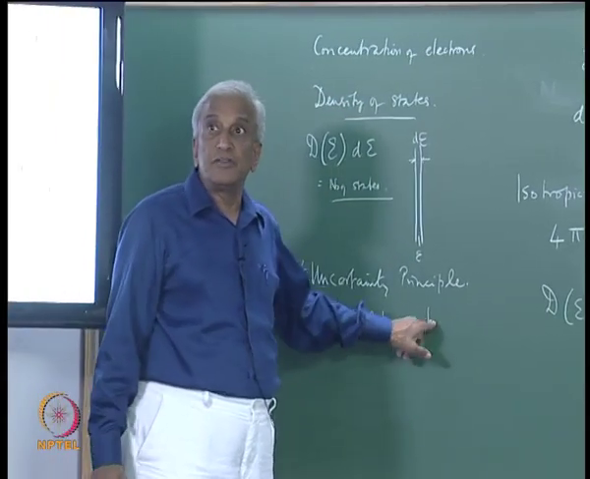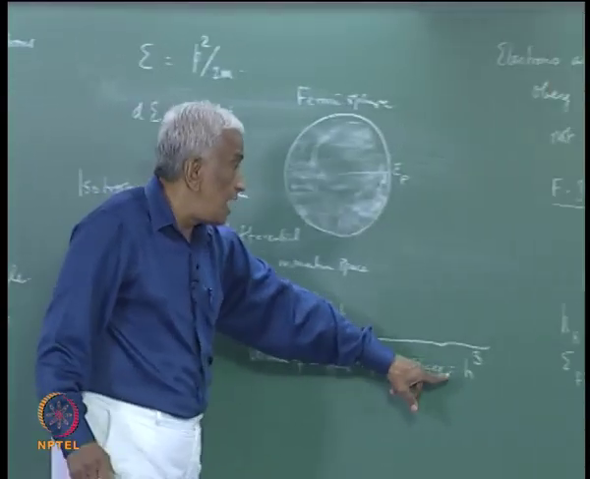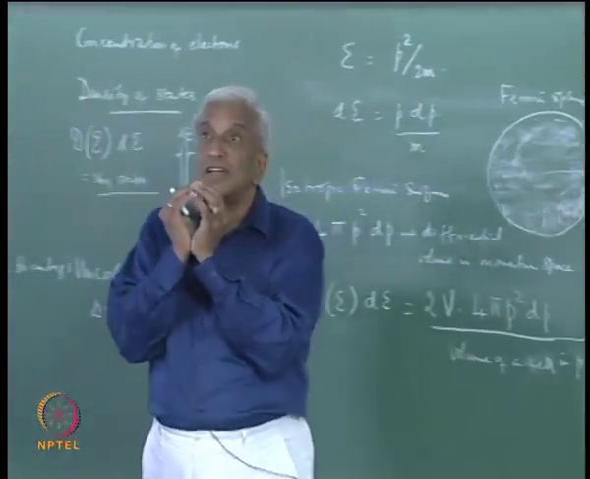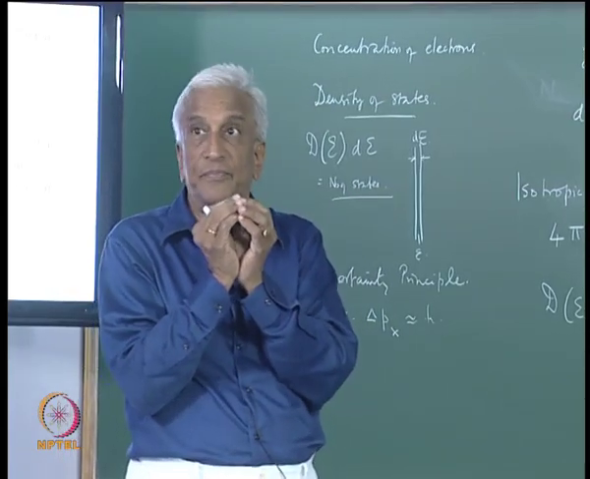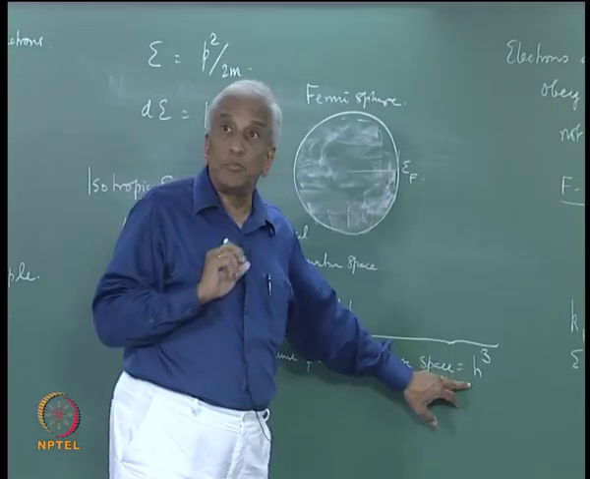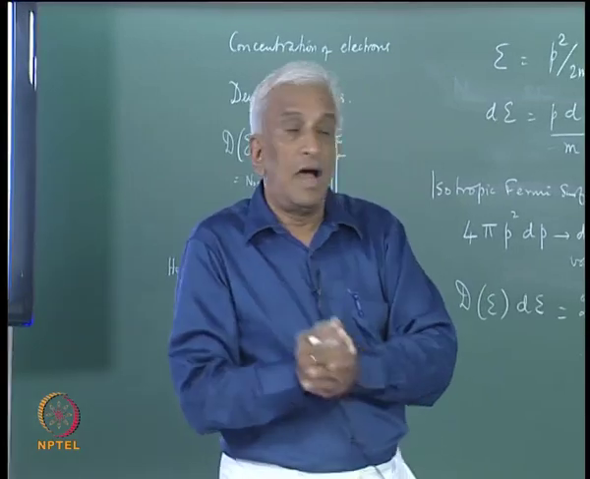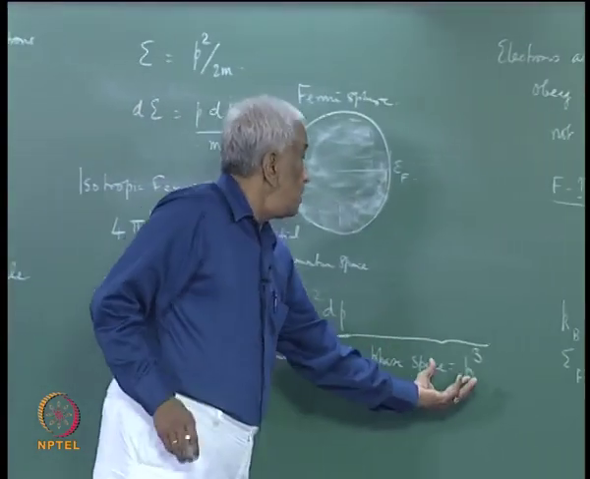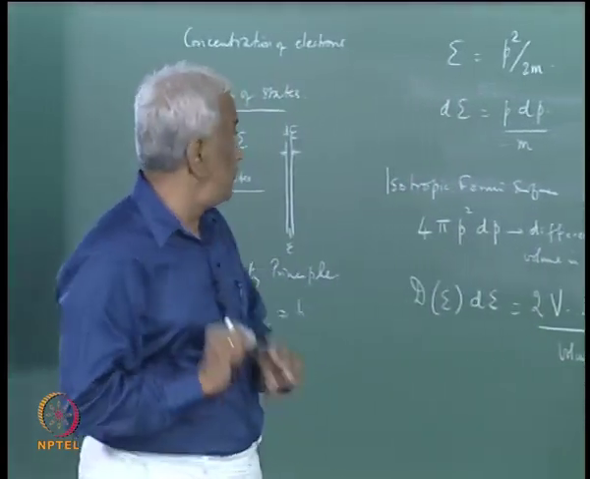This is h for each dimension. So, there are 3 dimensions, and each time it is multiplied. So, you get h cube, and that is the uncertainty to which you can locate a given state in phase space in quantum mechanics. Therefore, the phase space in quantum mechanics is coarse grained, and this is the volume occupied by a state in phase space.